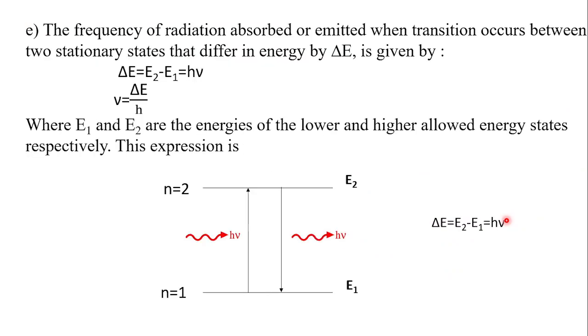The frequency of radiation absorbed or emitted when transition occurs between two stationary states that differ in energy by delta E is given by nu is equal to delta E by h.